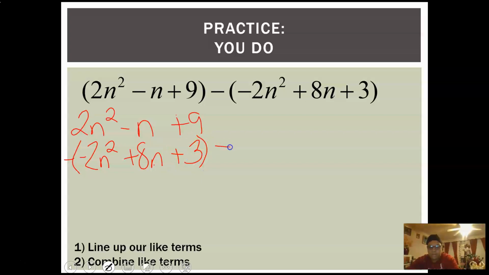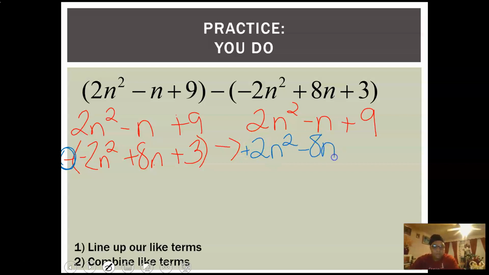And so the rewrite here, this will stay the same up top, 2n squared minus n plus 9. The rewrite would be, everything that's behind here will now become its opposite sign. So negatives, this subtract, negative 2n squared will now become positive 2n squared. Positive 8n will now become negative 8n. And positive 3 will now become negative 3.